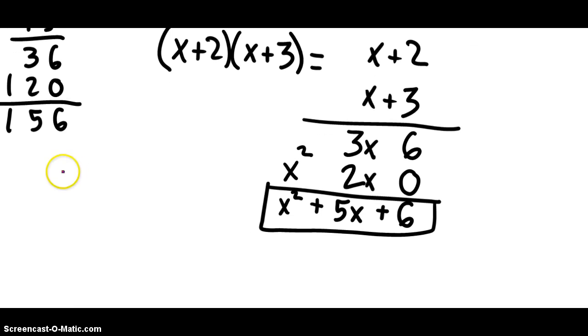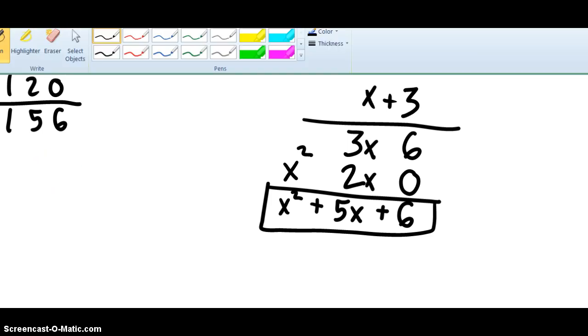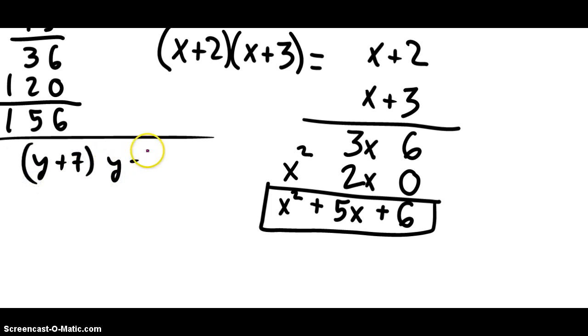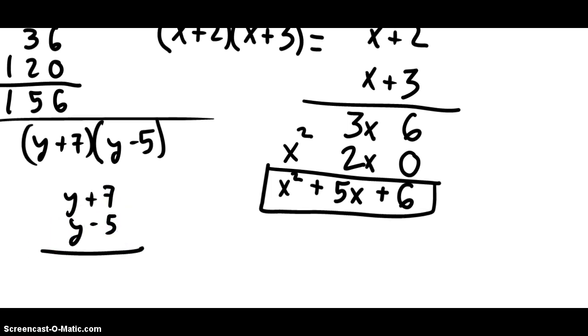So if we had something that looked like, you know what, I'm going to change variables here. Okay, let's go with y. y plus 7 times y minus 5. Again, we set it up just like this. Either one can be on top, doesn't matter. I'm going to scroll down a bit.